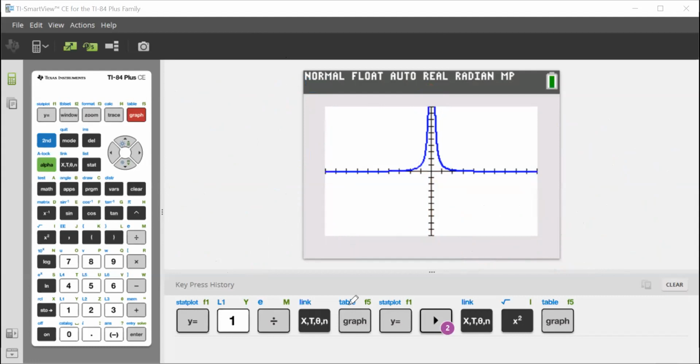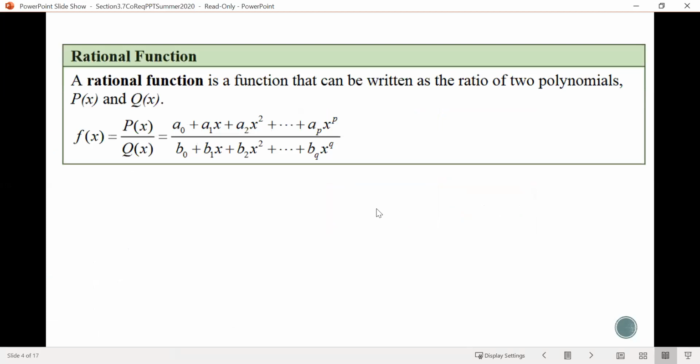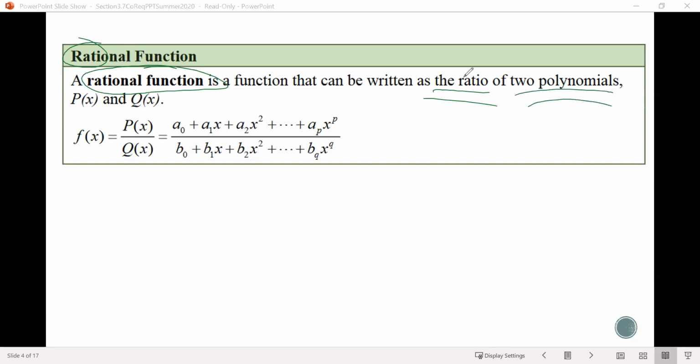Well, let's go back to our slides then. And what we were just looking at, both the reciprocal and the reciprocal squared function, those are both examples of what are called rational functions. Okay, and this is what section 3.7 will be about. Now notice in that word rational, you see the word ratio. So rational functions are functions that can be written as a ratio of two polynomials. Okay, and that word ratio, it's kind of a fancy word for fraction. So we're really looking for functions that can be written as fractions of two polynomials.